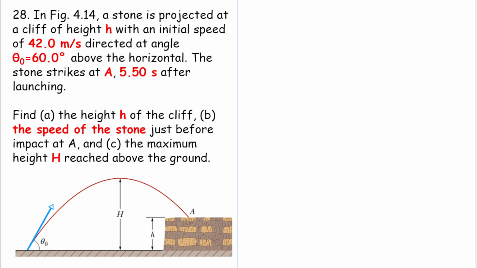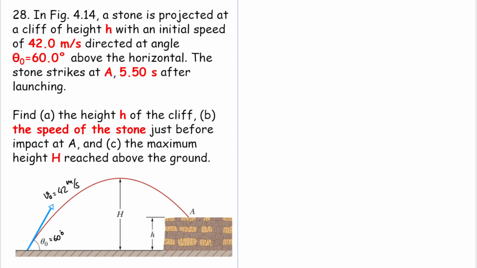Number 28, in figure 4.14, a stone is projected at a cliff of height h with an initial speed of 42 meters per second. So we will have V0 here is 42. So V0 is 42 meters per second, directed at angle theta 0 equal to 60 degrees. So I'll have 60 degrees here.